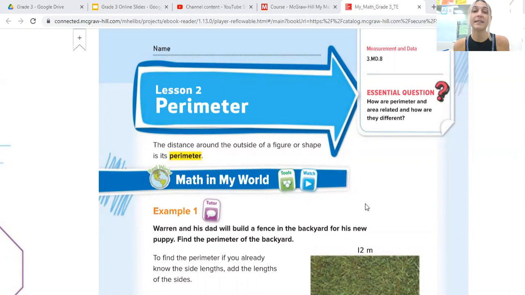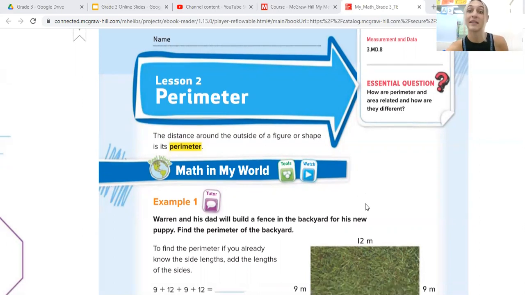So perimeter is the distance around the outside of a figure or shape. So it's just how long, like if you have a shape, a rectangle, it's how long around the outside. Nothing to do with the inside. We just need the lengths of the sides, and then we need to put them all together.